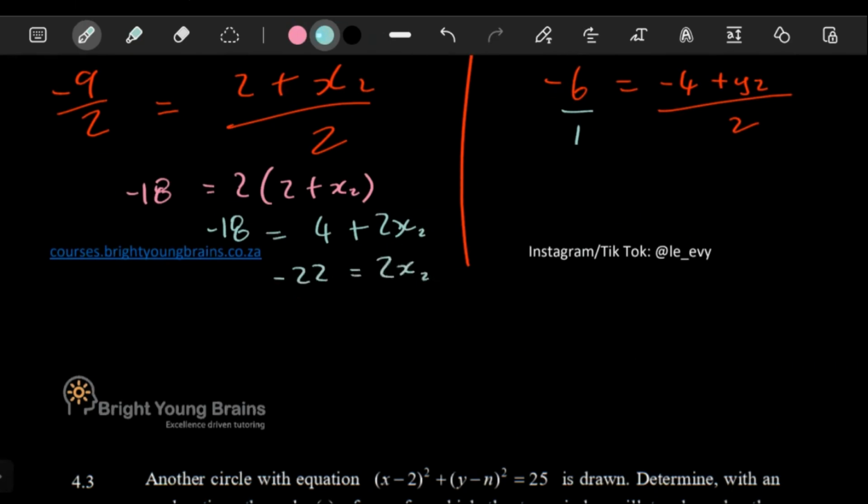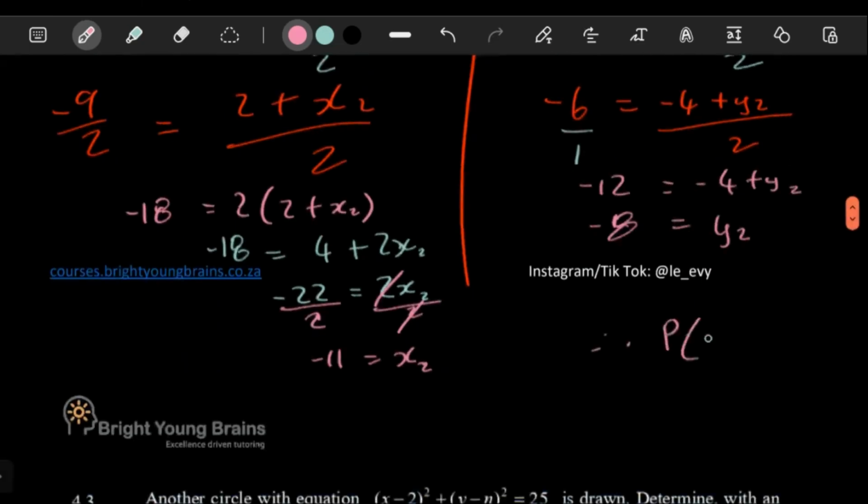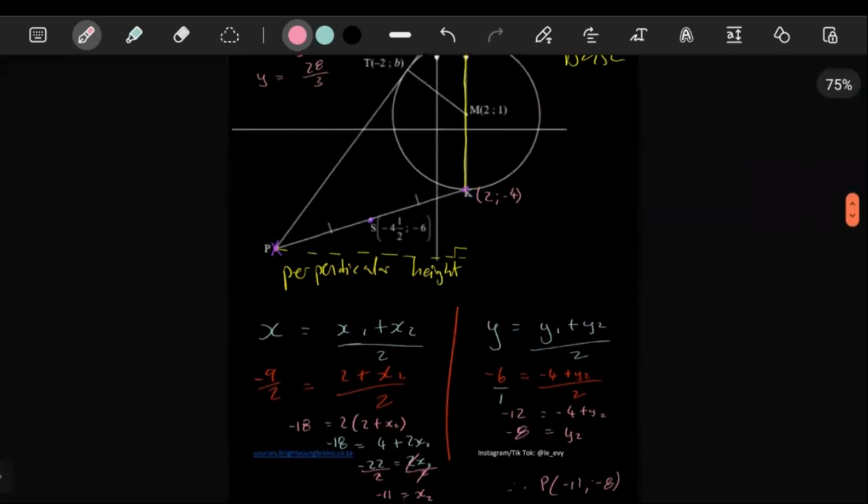And then divide by 2 on both sides, divide by 2, divide by 2. That's like -11. X, the second one. Perfect. Here, 1 times that is going to give you -4 plus y2. 2 times -6 is going to give us -12. The -4 goes over, you're going to get -8. And this is your y2. Therefore, your coordinate of P is going to be -11 and then -8. So once you have L and P, you're good now.